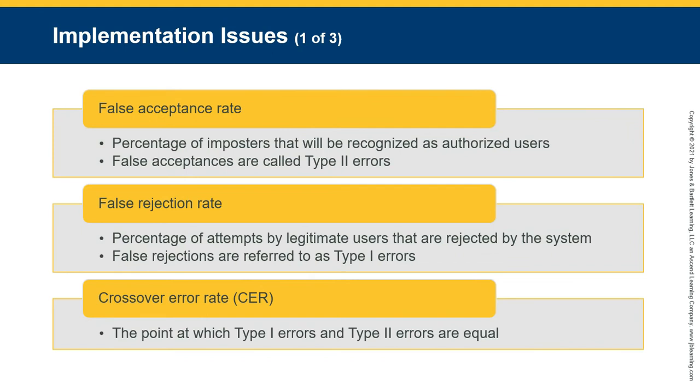Implementation issues: the false acceptance rate is the percentage of imposters that will be recognized as authorized personnel. False acceptance is called Type 2. The false rejection rate is the percentage of attempts by legitimate users that are rejected by the system. False rejection is Type 1. The crossover error rate is the point at which Type 1 and Type 2 errors are equal.